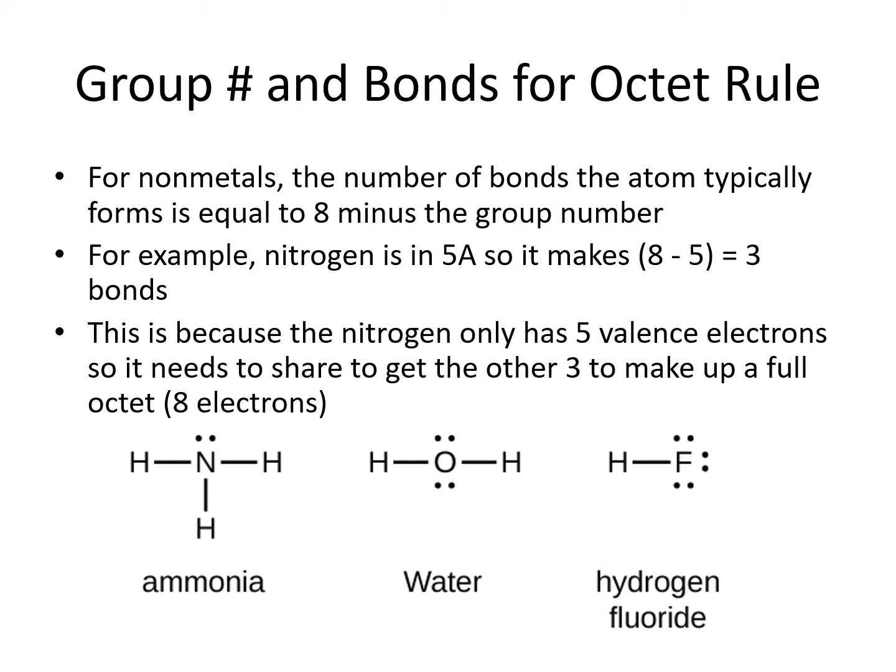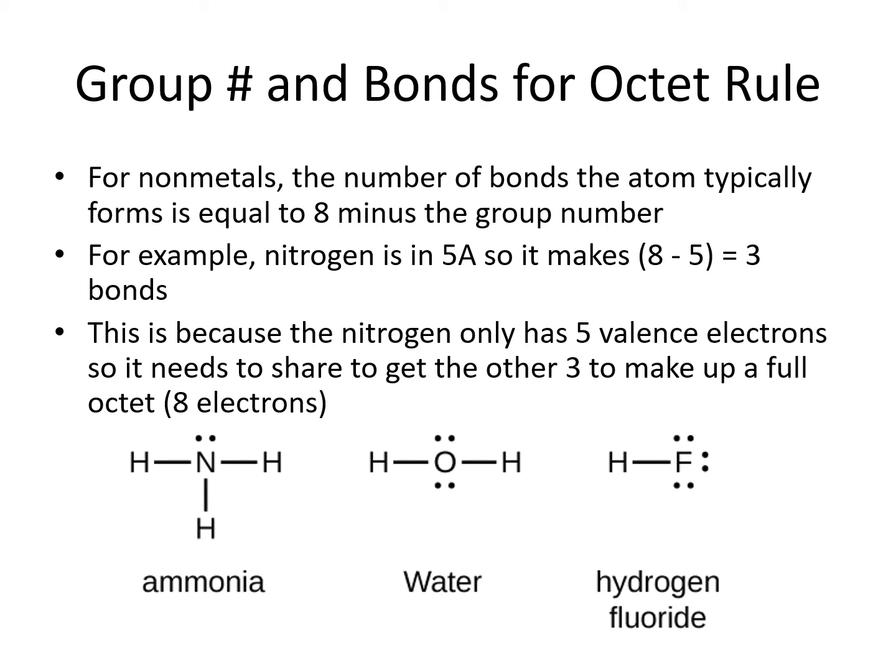A good rule of thumb to know is that for the nonmetals, the number of bonds is often going to be 8 minus the group number. For example, nitrogen is in group 5A, so it has 5 valence electrons. We expect it to have 8 minus 5, which is 3 bonds. We can see that in the ammonia molecule, for example.